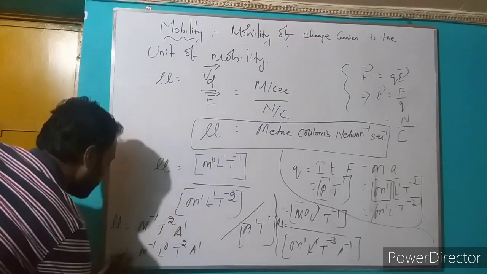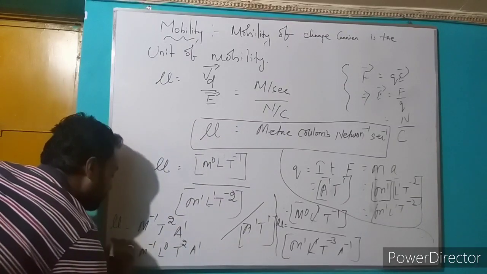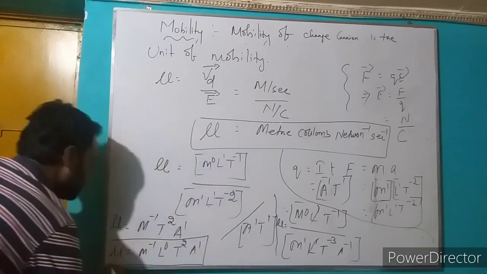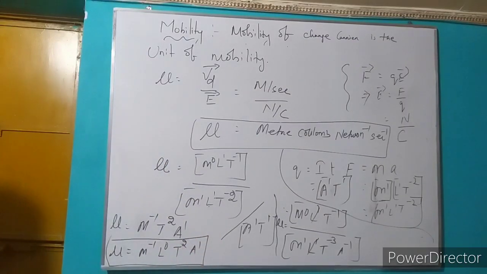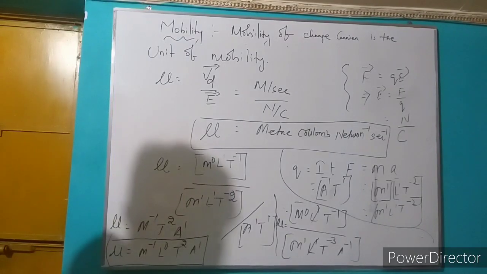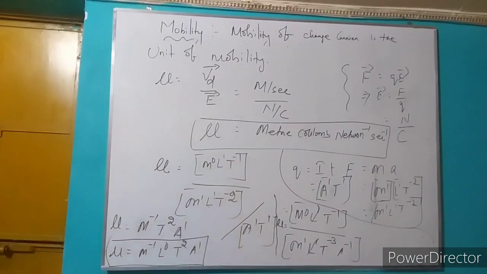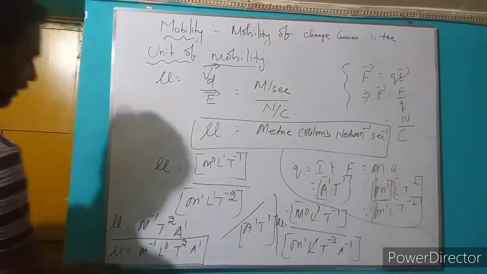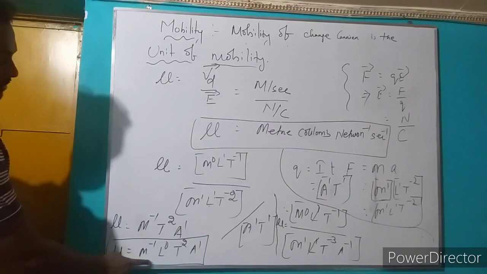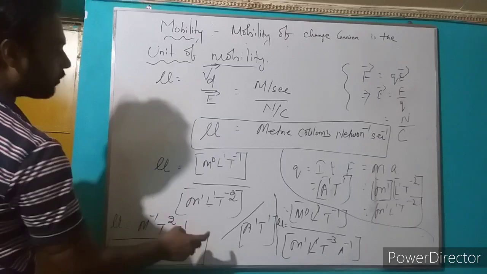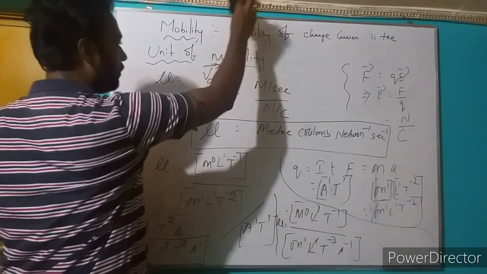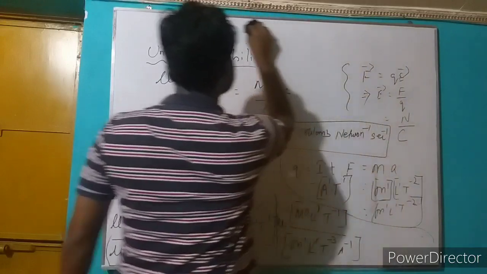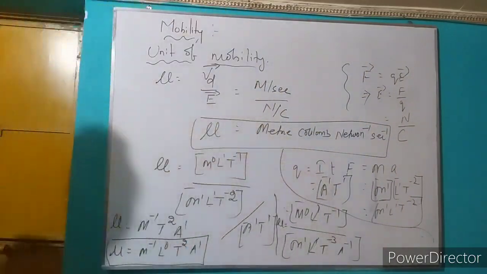So this is the dimension of mobility. This is the dimension of mobility. So M minus 1 L0 T to the power 2 A to the power 1. Okay, please note it. So this is the mobility of free charge, equal to M minus 1 L0 T to the power 2 A to the power 1. Please note it.